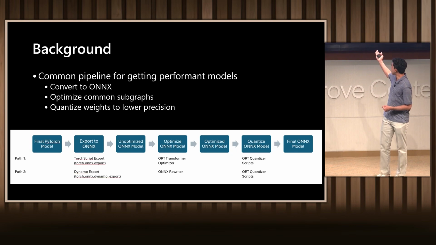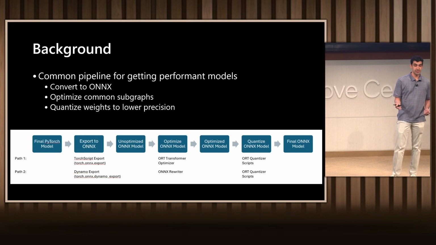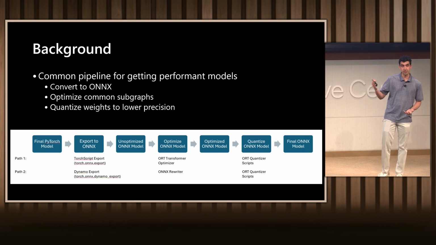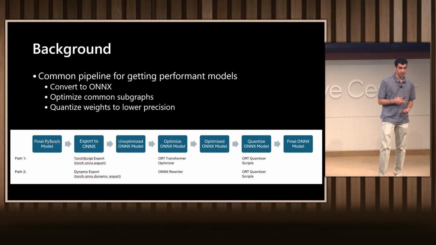So maybe you're using the ORT transformer optimizer, or you're using the ONNX rewriter to optimize your ONNX model. And then you'll want to quantize afterwards to reduce the model into lower precision so that it can fit, let's say you're deploying on device. So maybe you're using the ORT quantizer scripts for that. And that's great. That's a great process to get the final ONNX model.